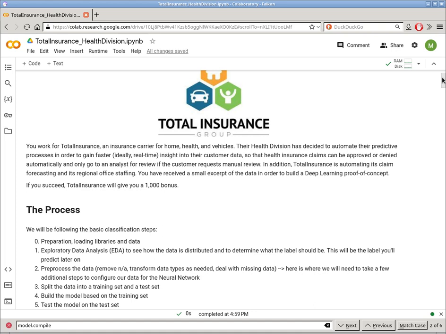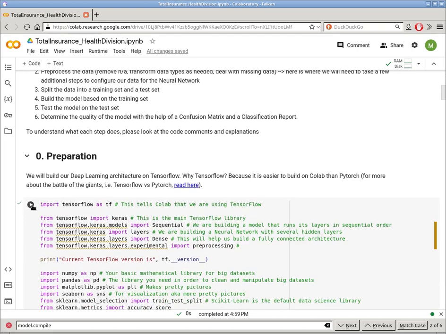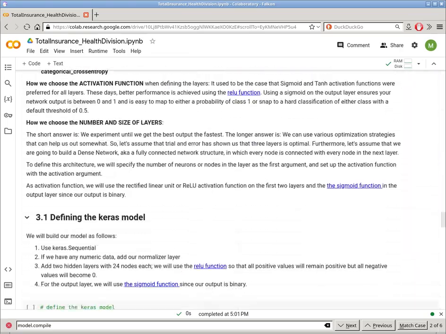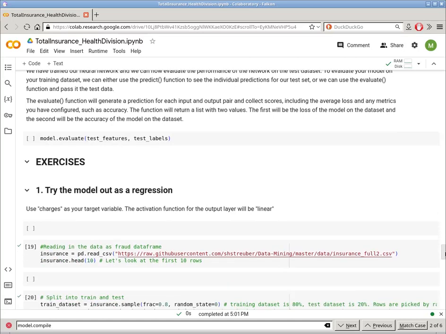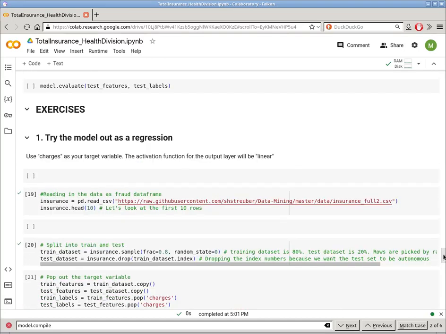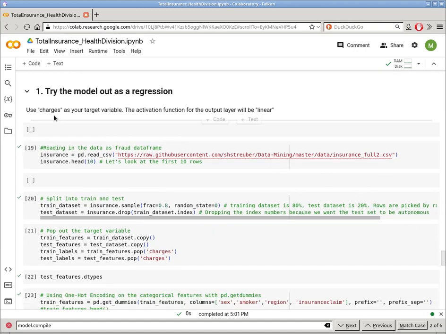So we're starting with the unmodified notebook, and I cleared all the outputs, so we're going to have to do the imports, and then I copied it down into the exercise those parts of the notebook which we are going to need. So exercise number 1 here is going to use charges as the target variable.